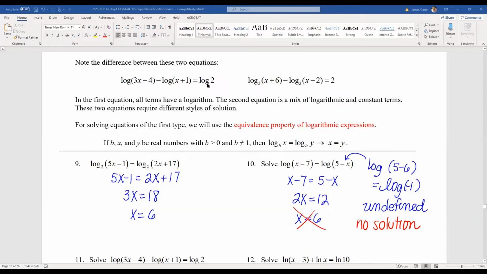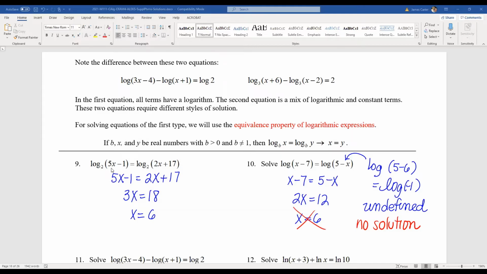The ones where we have logs in all terms, we'll simplify the logs and then remove the log of the same base on both sides. The ones with the real numbers in them, what we'll end up doing is converting logarithm to exponents to solve it. Okay, here we go.